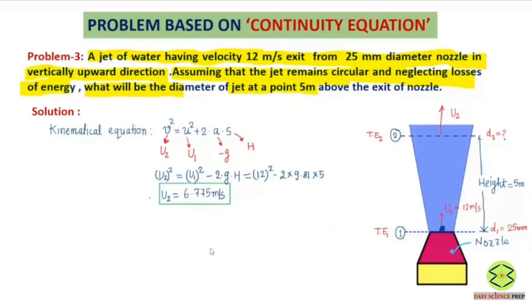Now by using the kinematical equation, we got the velocity of the fluid particle at section 2 as 6.775 meters per second. Now we can use the continuity equation of fluid across section 1 and section 2. So we know that the volume flow rate across section 1 and section 2 is constant. So we can assume this as a system. Fluid is entering across section 1 and fluid is leaving across section 2.